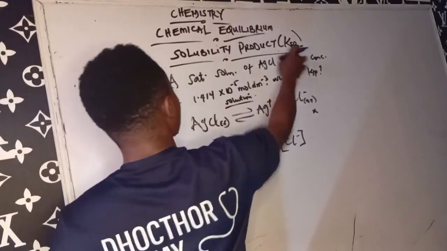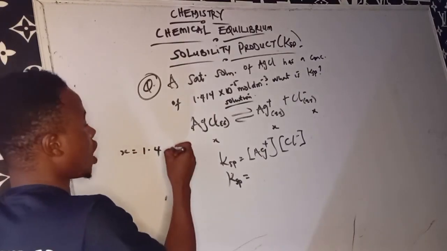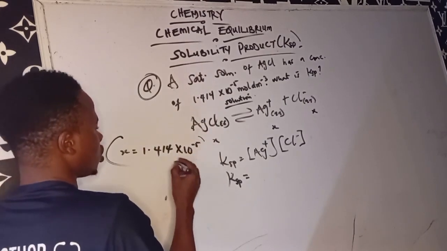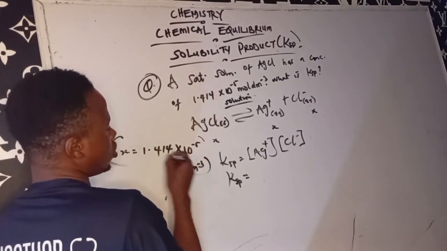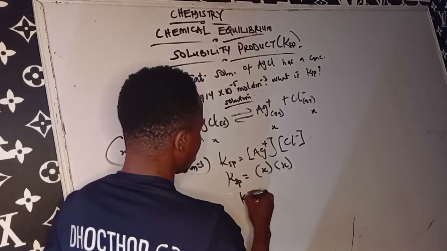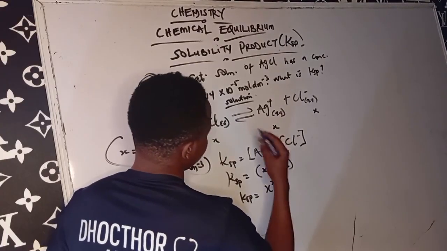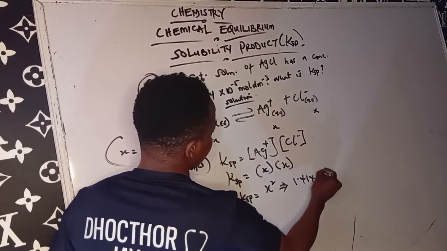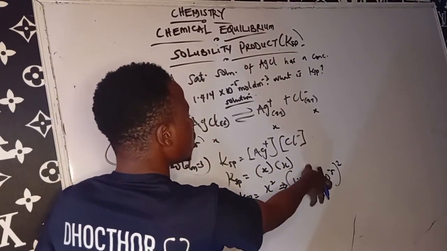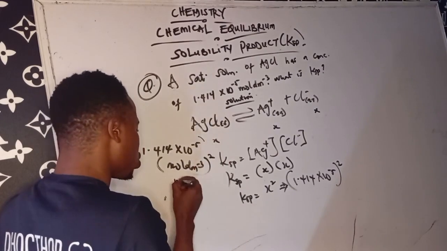So the concentration was given to be 1.414 times 10 raised to the minus 5. Now the unit is what? Mole per dm cubed. Keep that in mind. We'll come back to it. And this is going to be X, and this is also going to be X. So KSP will be equal to X times X, X squared. What's the value of X given? The value of X is 1.414 times 10 raised to the minus 5. So I'm going to square it. Now, when you are squaring this thing, what's the unit? The unit is mole per dm cubed. That means the unit will also be squared. So when you square mole, mole raised to power 2 becomes mole squared.